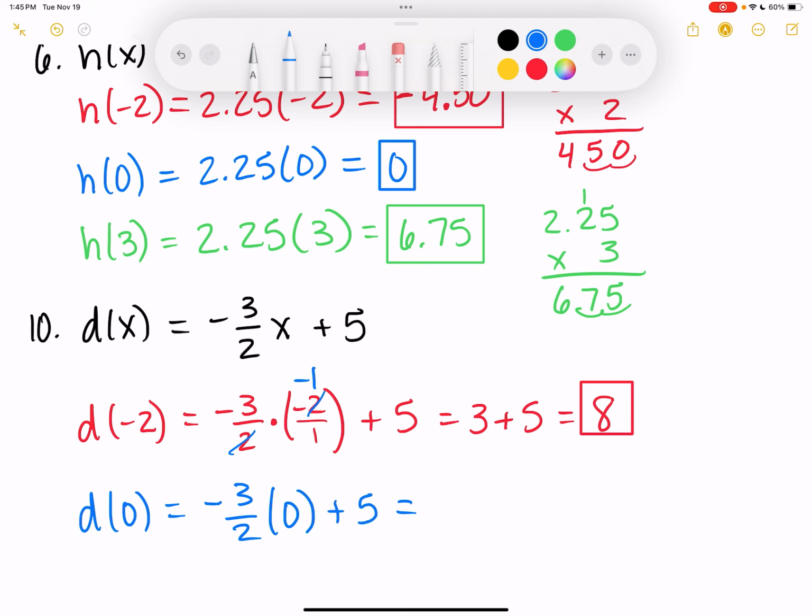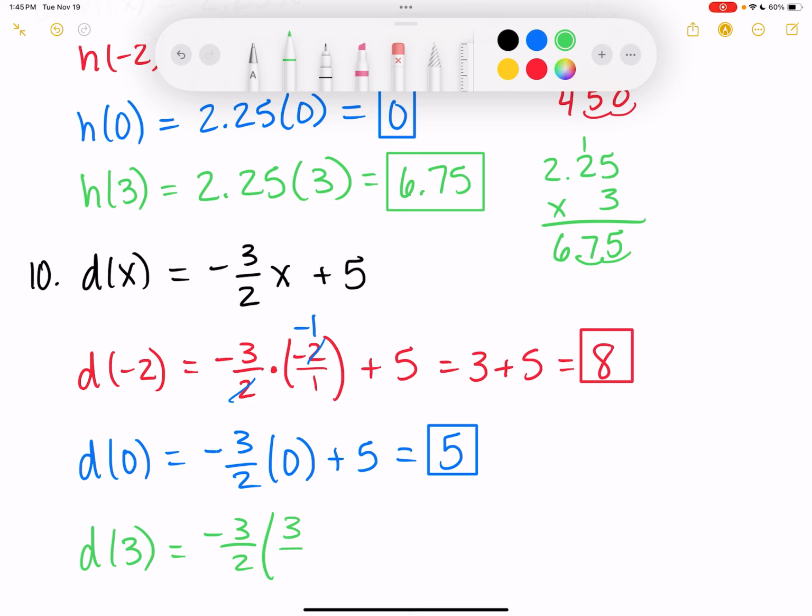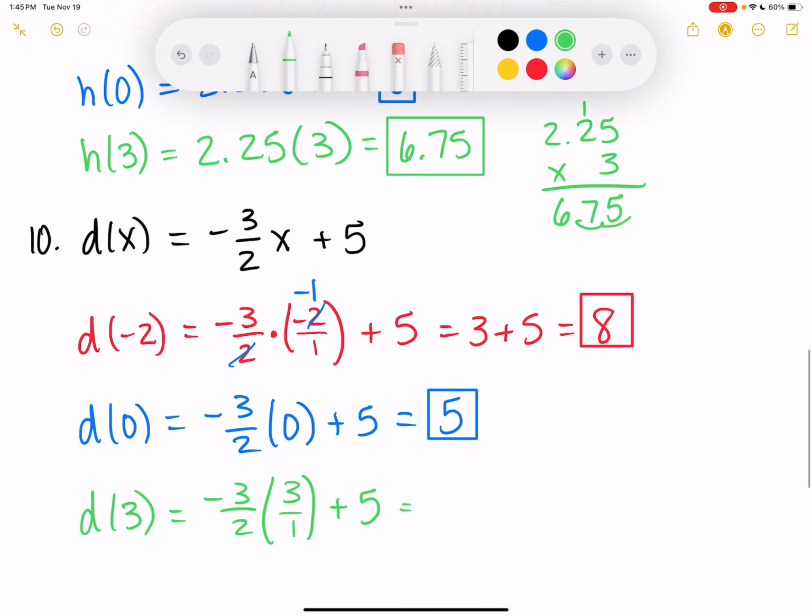So d of 3 equals negative 3 over 2 times 3. If you want to put it over 1 to make your visual a little bit easier, you can. Plus 5. What's negative 3 over 2 times 3? Negative 9 over 2 plus 5. What do I need to do to be able to add these things together? Have a common denominator. How do I get a common denominator? Multiply 5 by 2. Yep, multiply this by 2 over 2.